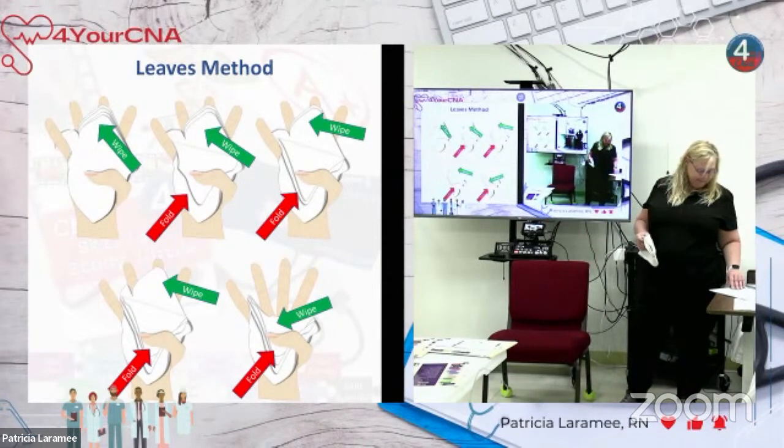Good. You can see that process on the second column of page 85.